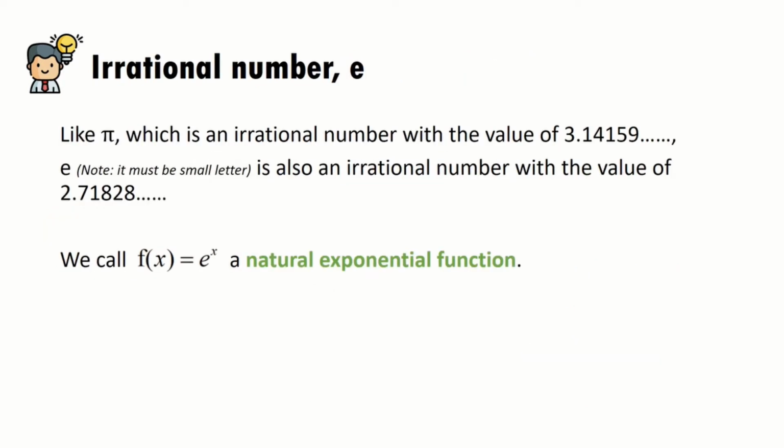Next, we need to be familiar with the irrational number e as well. Like pi, which is an irrational number with the value of 3.14159 and so on, e is also an irrational number with the value 2.71828 and so on. We call f(x) equals to e to the power of x a natural exponential function. Because e is an irrational number, that's why in algebraic expressions, we usually don't use the letter e to represent any variable.